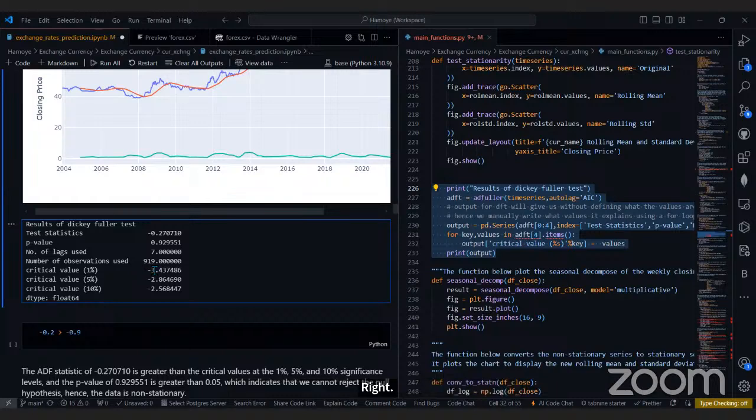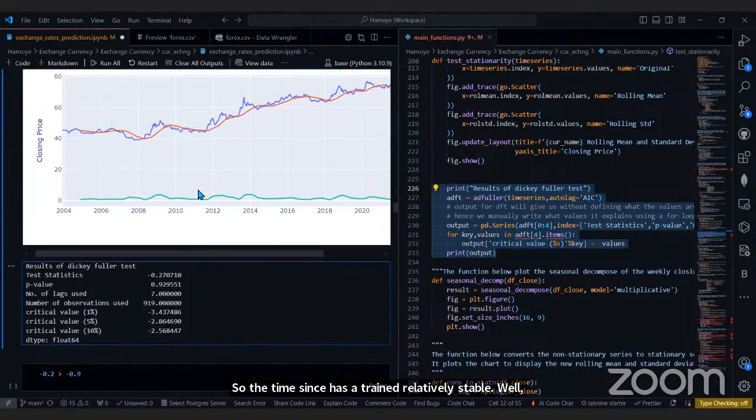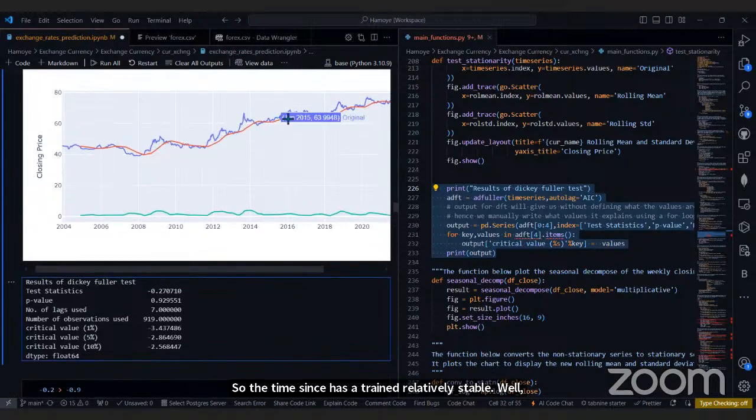So the time series has a trend and relatively stable volatility, right? We can see that by the rolling mean. I mean, the rolling mean is going on a high side. Even the standard deviation, you can see some spikes a bit here.